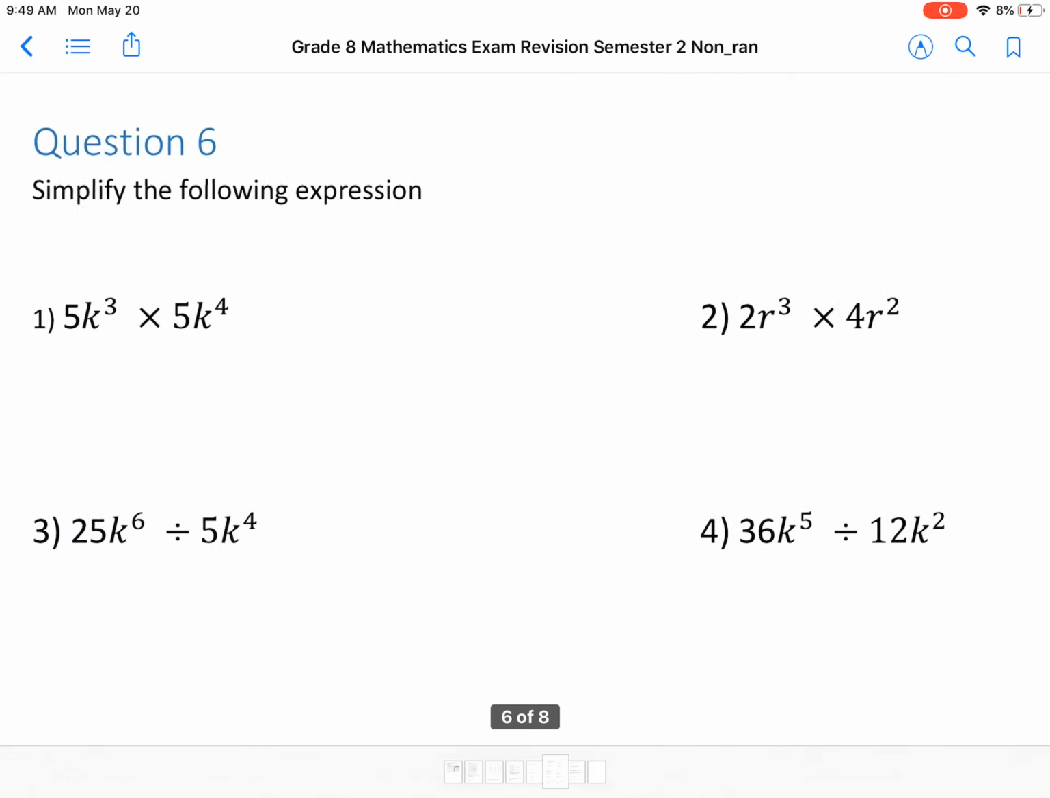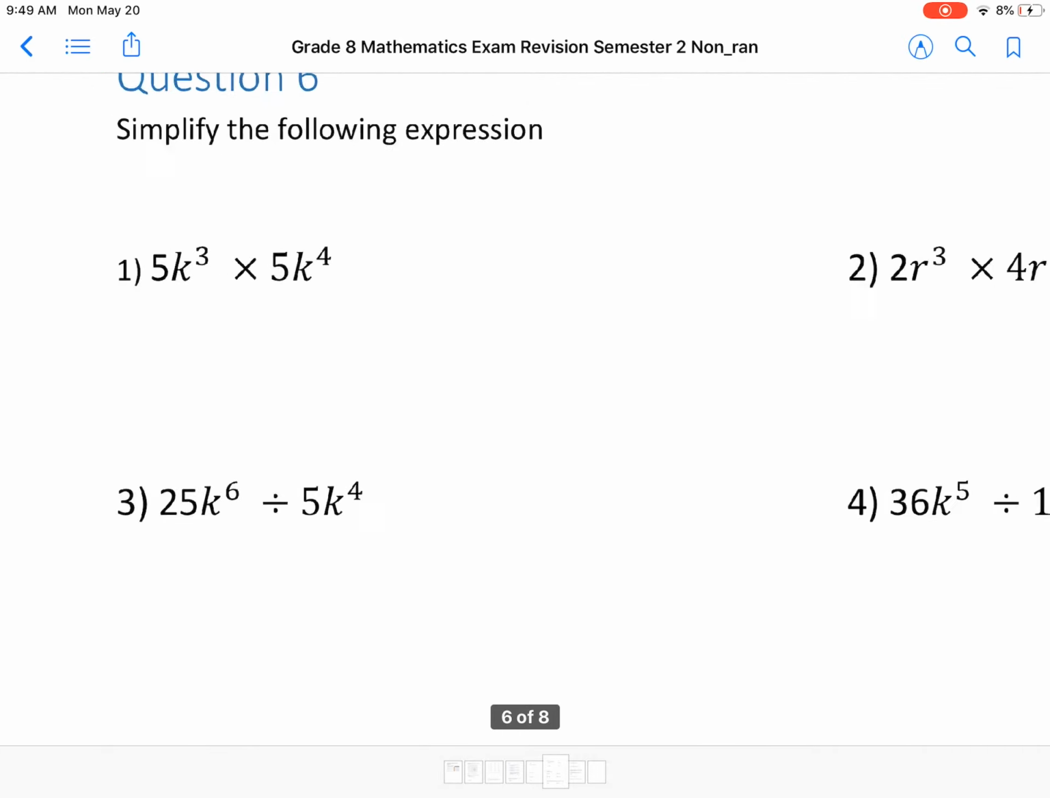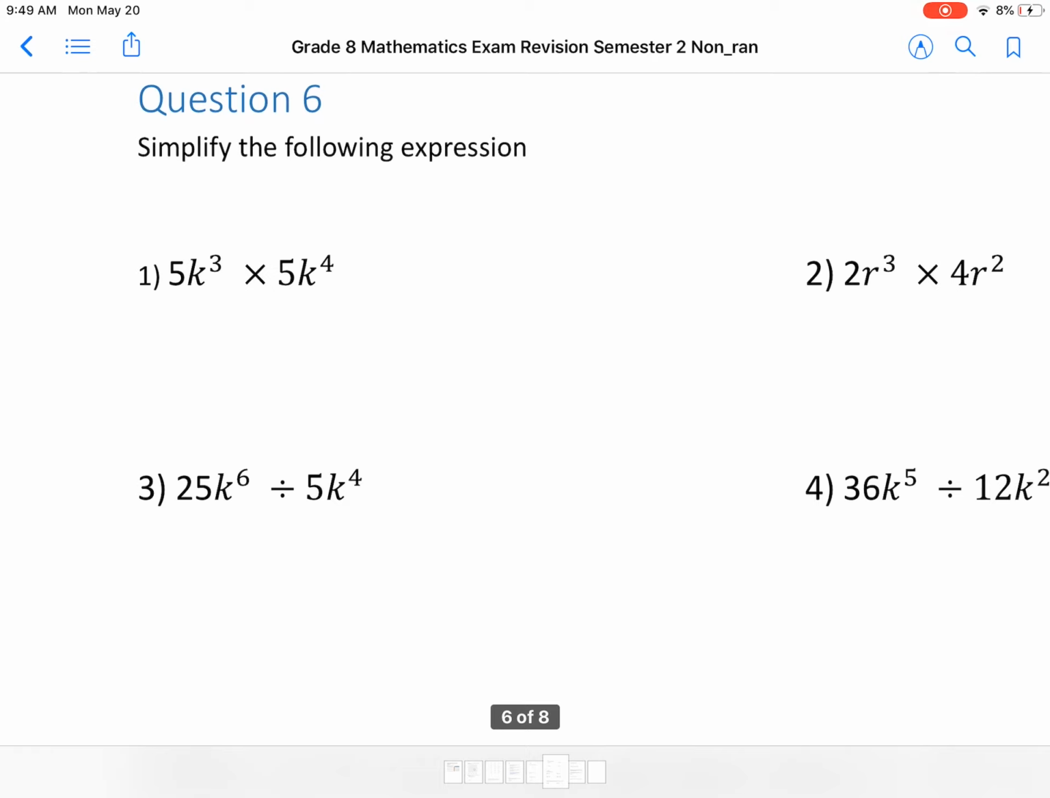Right. So we have: simplify the following expression. We have 4 problems in question 6. Let's work through them. I'll take number 1 and number 3 just to give you an idea as to how to do these. These are the rules for exponents that we're going to use here.